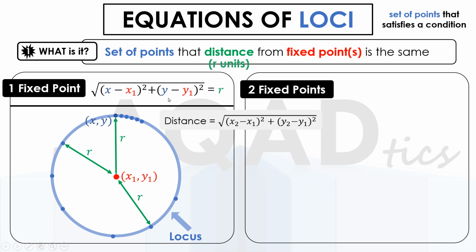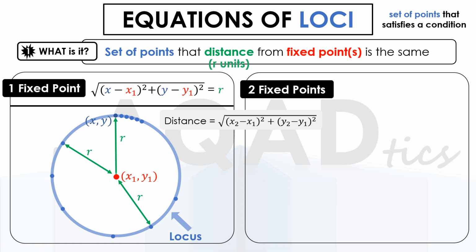These two parts will remain as x and y, not numbers, because x and y can be any of the points on this circle. That's why we put x and y, because we don't know the value. Then we subtract the fixed point's coordinates, which are x1 and y1. Then we square, then we add, then we square root. This is the distance formula part. But because the condition here is that the distance from the fixed point must be the same, on the right side we need it to equal the fixed distance, which is r for our example.